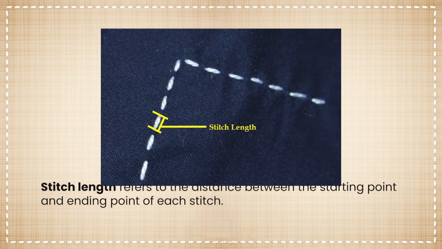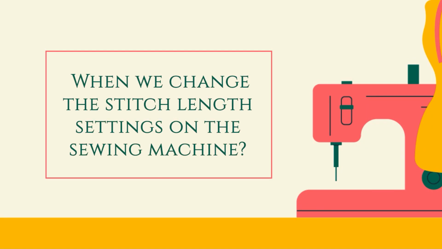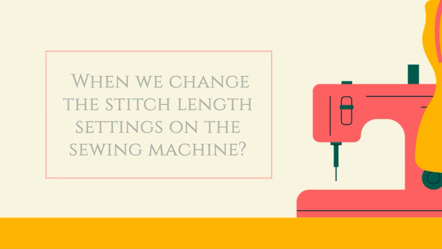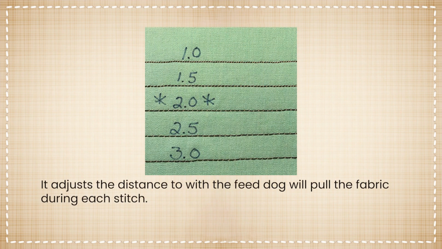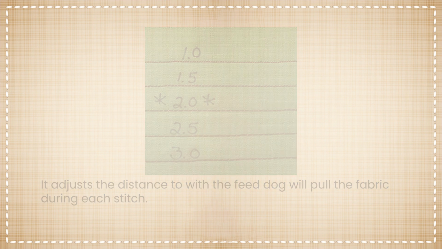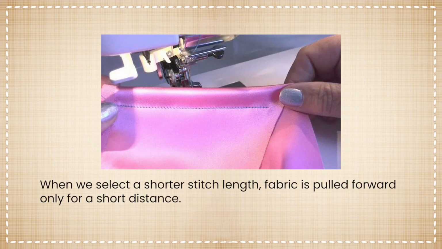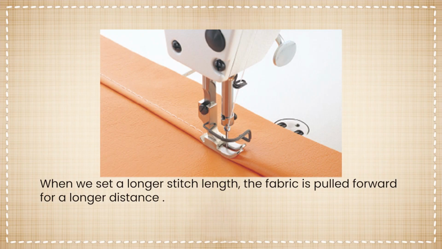As we've already learned, stitch length refers to the distance between the starting point and ending point of each stitch. It should not be confused with seam length. What happens when we change the stitch length settings on the sewing machine? It adjusts the distance to which the feed dog will pull the fabric during each stitch. So when we select a shorter stitch length, fabric is pulled forward only for a short distance. On the other hand, when we set a longer stitch length, the fabric is pulled forward for a longer distance.